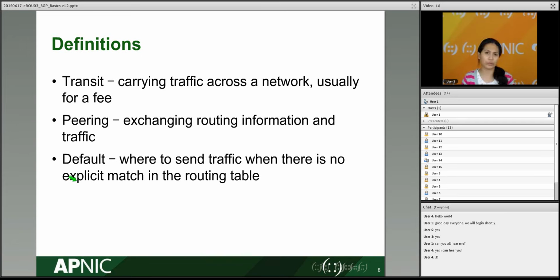What's the difference between them? You see, in a lot of cases it is used in the same way or interchangeably, but there are differences between them. Transit is when you carry traffic through a network, but it usually comes for a fee. You pay someone, maybe a tier 2, tier 1 ISP, so that they will carry your traffic, so that your traffic will pass through them. Transit providers provide internet access from one network operator to another operator. This would come at a cost.